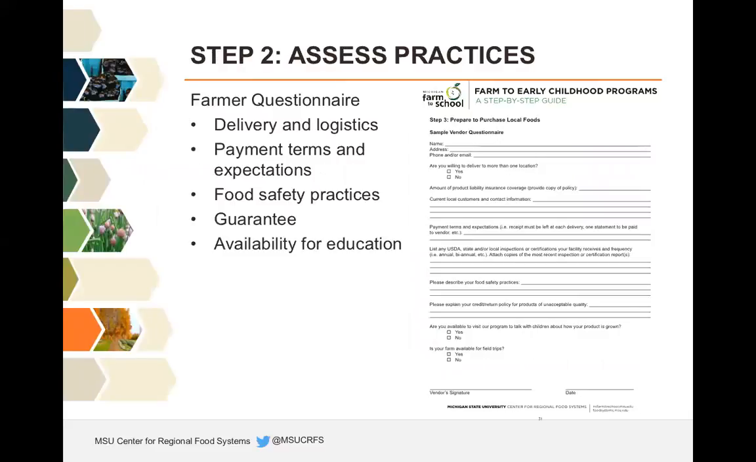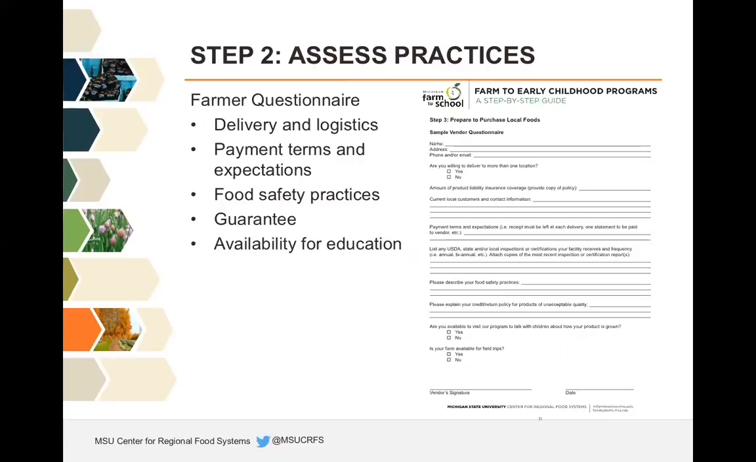Once you've identified some farmers that you'd like to work with, you can assess their practices. This sample vendor questionnaire is also included in our Farm to Early Childhood Programs guide. It allows you to ask about practices that are important, such as timing, delivery, payment expectations, and terms.